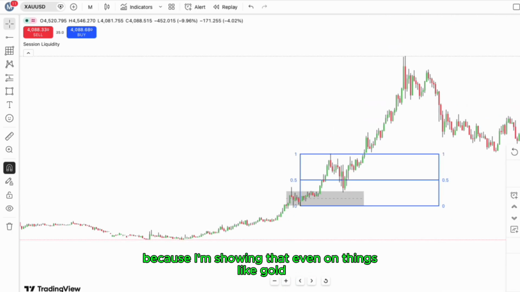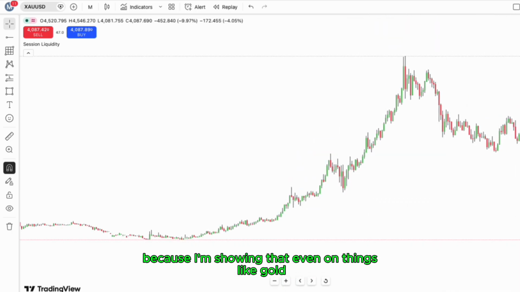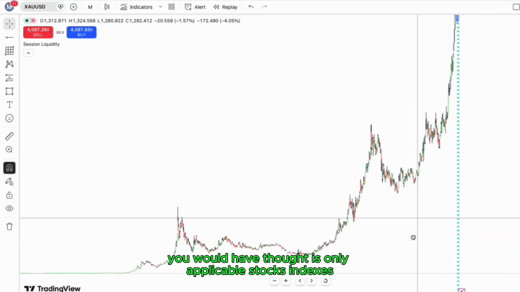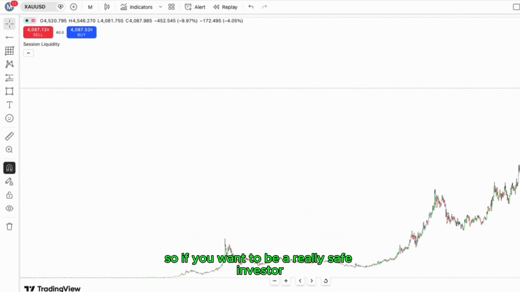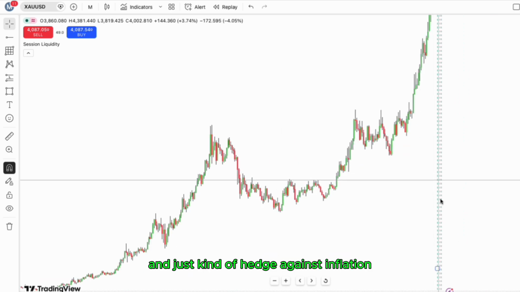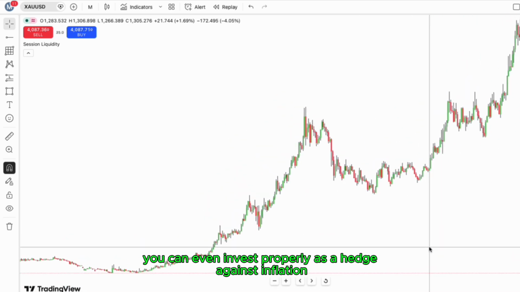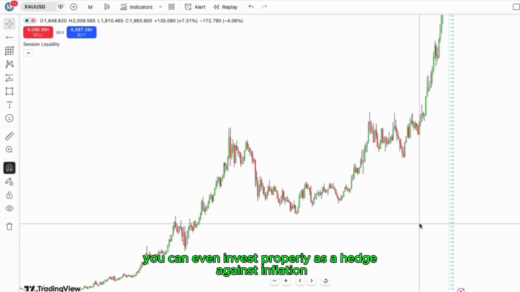And I'm going on gold because I'm showing that even on things like gold, you would have thought maybe this is only applicable to stocks, indexes, Bitcoin. It's applicable to gold. So if you want to be a really safe investor and just kind of hedge against inflation, you can even invest properly as a hedge against inflation.